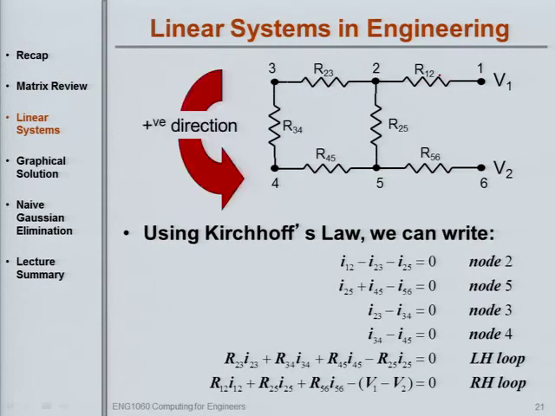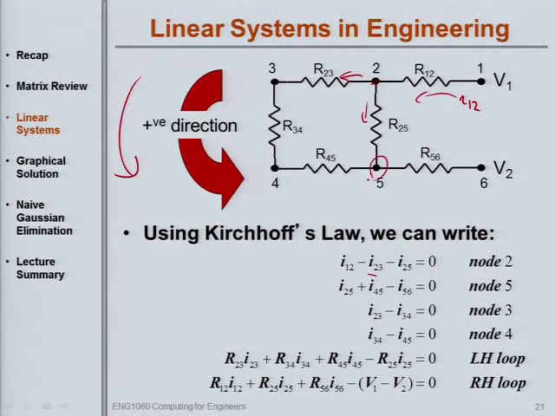So defining this as the positive direction in terms of which way the currents are flowing, let's look at what's happening at node 2. We know that there's a current, we're going to call it I12, that's flowing along here into the node, and there's a current going in that direction, I23, and a current going out here, I25. What goes in, I12 minus I23 minus I25, has got to be equal to 0.